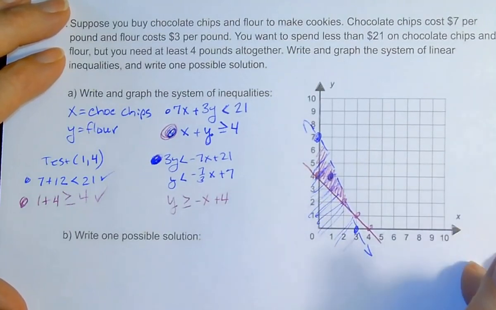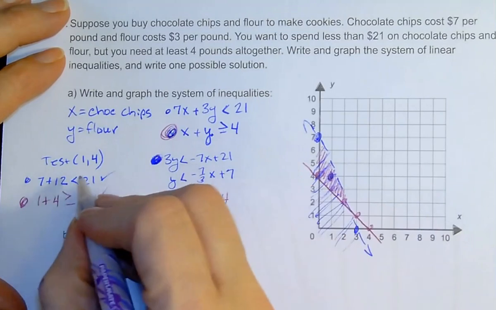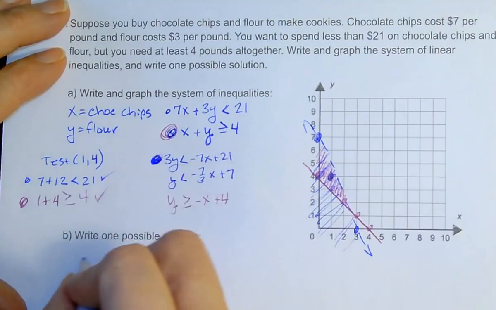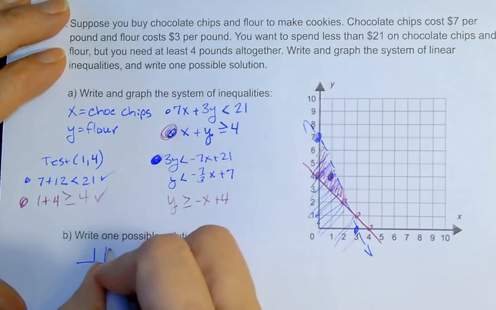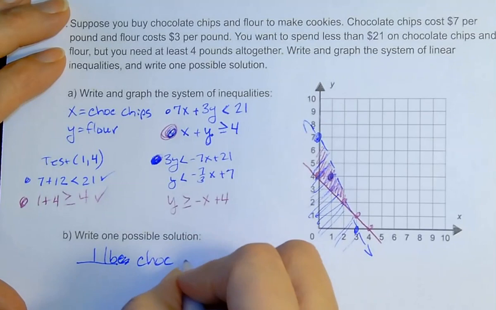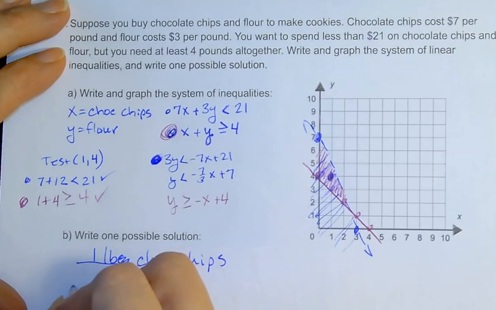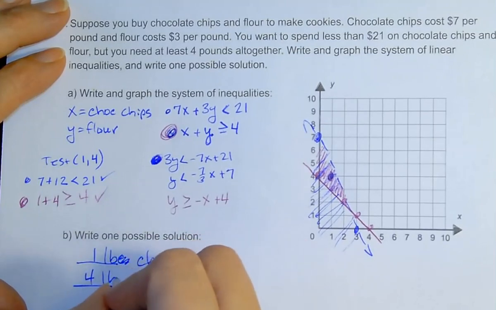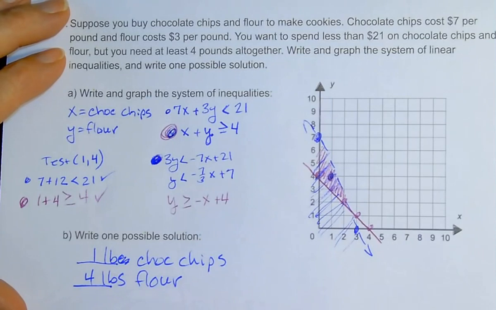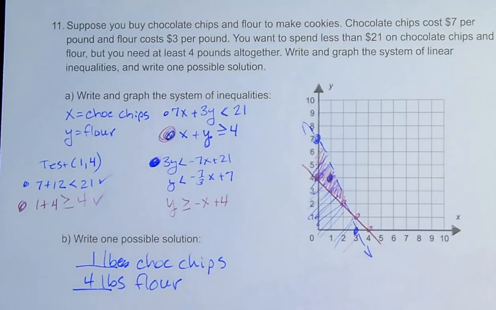So one possible solution, well, I'm going to use this test point that I just came up with. If x is chocolate chips, I'm going to say 1 pound chocolate chips and 4 pounds of flour should work. Okay, so on your test you'll have blanks to fill in. You're going to have to give at least one example that you think is true. So, all right, that's number 11. Let's look at number 12.